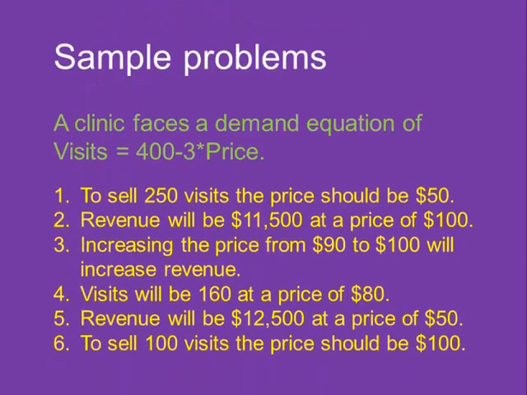Now let's go over some sample problems. In these sample problems, what we're going to be doing is making those predictions about price, about revenues, about demand. And we're going to use the example here for all of these various scenarios. And that is, a clinic faces a demand equation where the number of visits equals 400 minus 3 times whatever the price. So you've got your variables, which are visits, which is the same as quantity or demand, and then you have price. And we're going to go through each one of these scenarios and show how easy it is to calculate it.